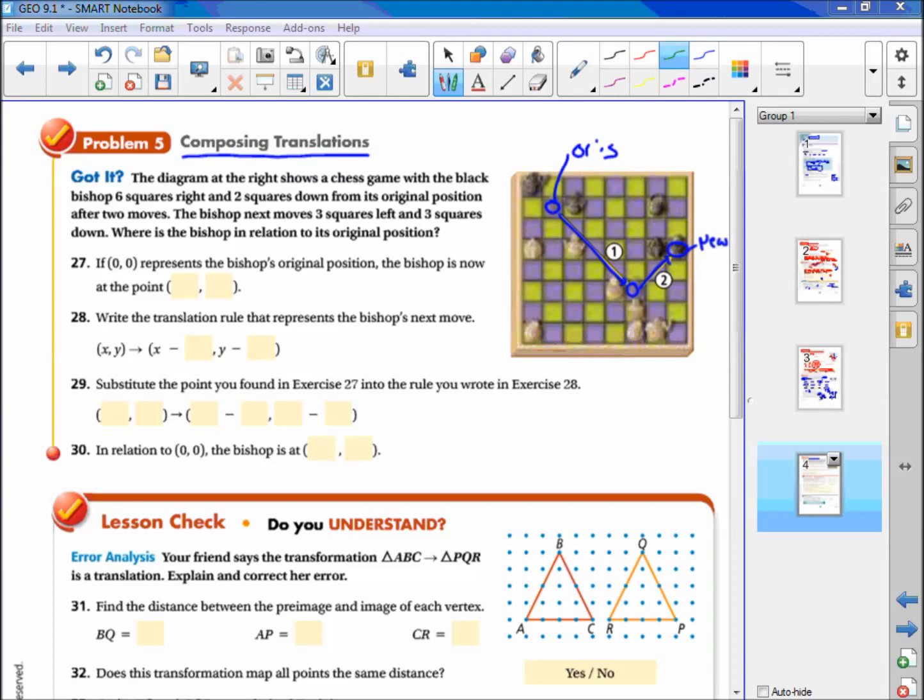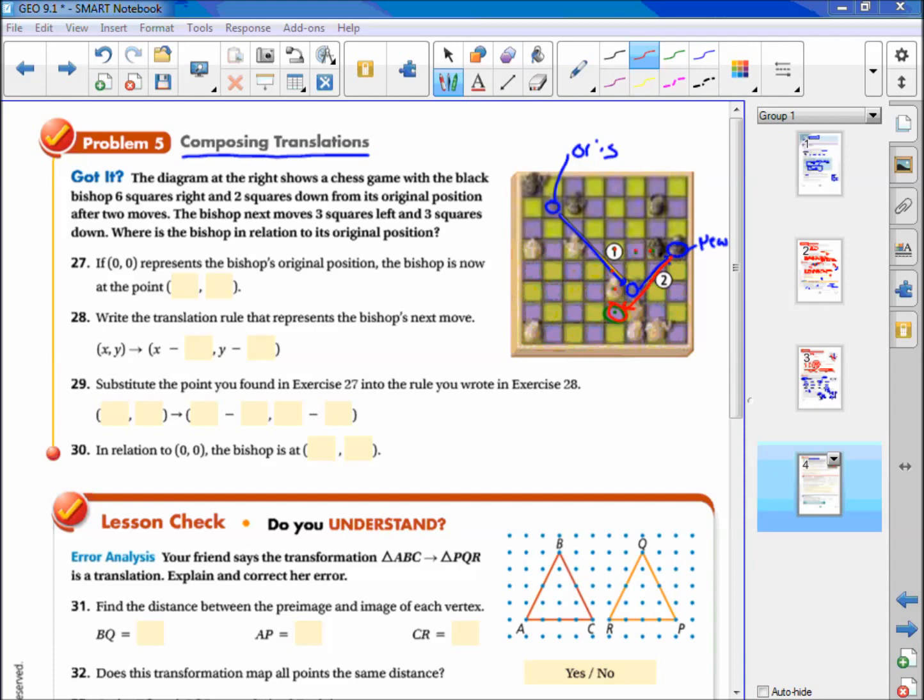All right, and then next the bishop is going to move 3 squares left and 3 squares down. So the next move is going to count 1, 2, 3 to go to here. Better pick a different color for that. 1, 2, 3, and that would be move number 3. Okay, so it's going to be a new position.